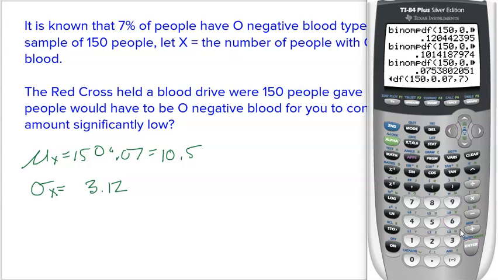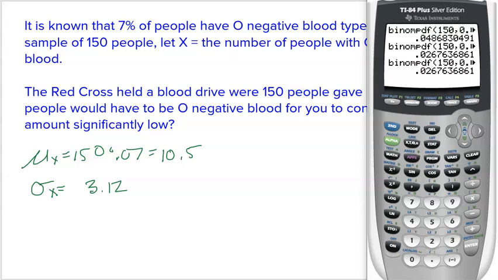How about 6 people with type O? Well, okay, we're getting lower, but I don't even know if I would really consider that significant, right? And we could even go one more time to 5 people. Now we're getting a little lower, right? This is getting lower.